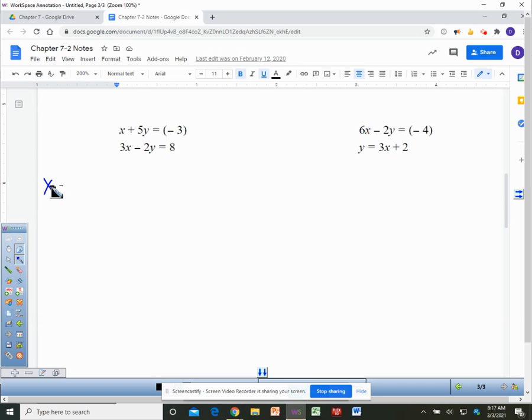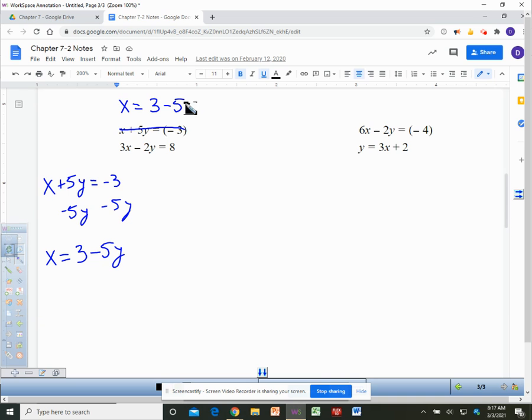So if I wanted x by itself in this equation, what do I have to do? Minus 5y. There you go. So x equals 3 minus 5y. So I can right away, after I do this, I don't need this equation anymore. I can just change that to x equals 3 minus 5y. So that's what step 1 would look like if it's not solved for you. I'm going to make x equal 3 minus 5y.